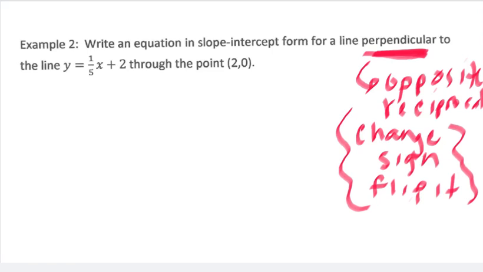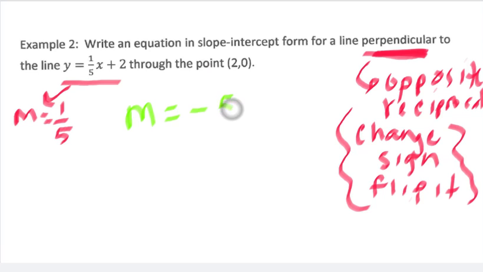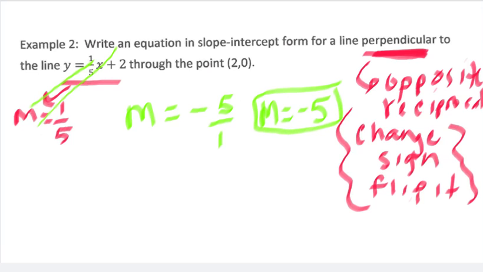So here is our line right here. Now the slope of this line is 1/5. So the slope of the line perpendicular to that would be, we're going to change the sign. Since it's positive, we're going to make it negative, and then we're going to flip it. So it's going to be 5/1. So our slope of our new line will be -5. Okay, we don't need any of this information anymore. Just ignore that line. All we needed that line for was to find the slope of the new line.